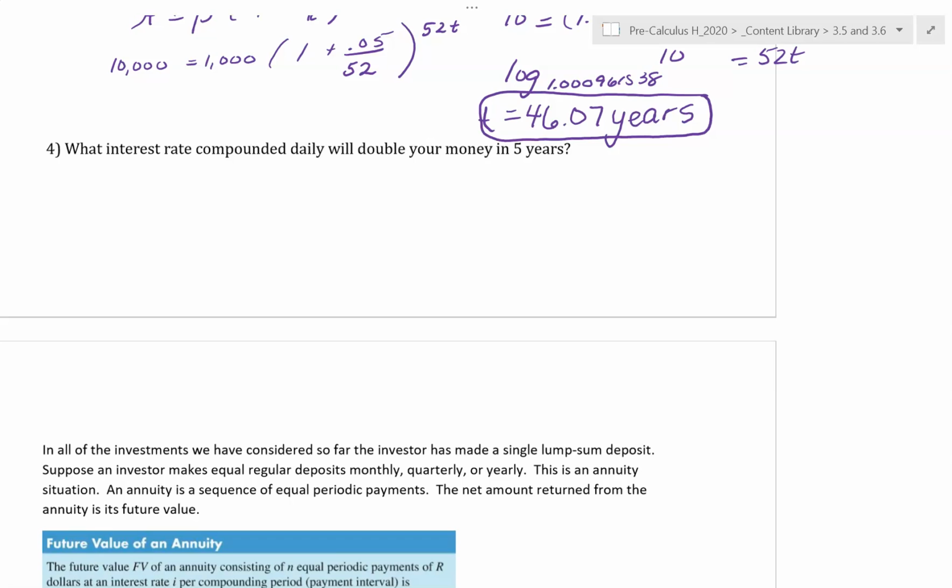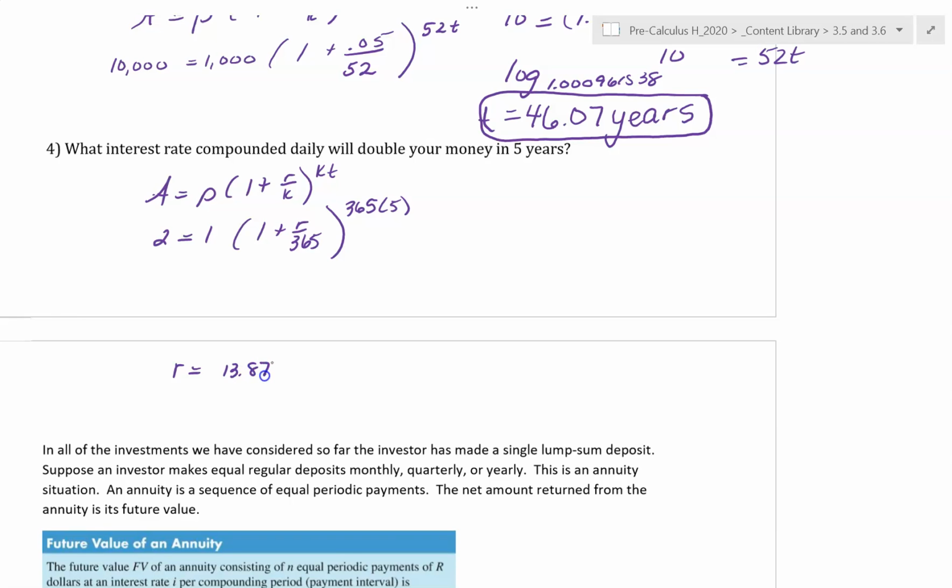Next question, it says, what interest rate compounded daily will double your money in 5 years? Go ahead and pause the video and write an equation that would describe this situation. I noticed in the previous example, I started with 1,000 and ended with 10,000, and I had just divided anyway. So I think I'm going to start with $1 and end with $2. So we have to solve this equation for r. So we're going to have to take both sides of the equation to the 1 over 365 times 5 power. So go ahead and pause the video. I will tell you that the interest rate is 0.1387. So you should get 0.1387.